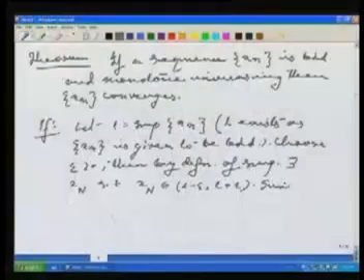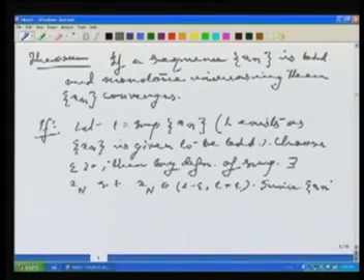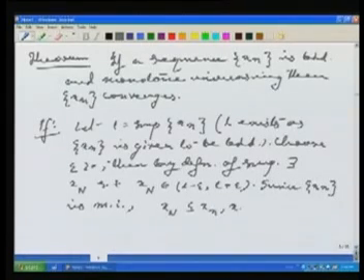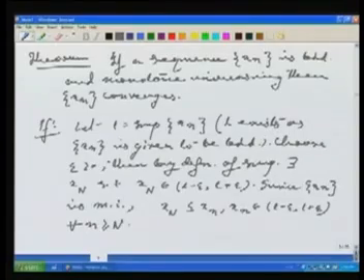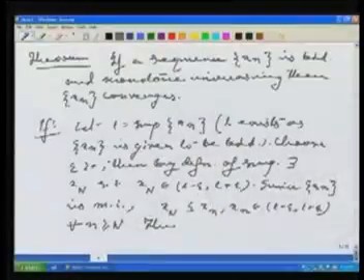The rest is simple. Since xn is monotone increasing, x_N is less than or equal to xn, and xn belongs to (L minus epsilon, L plus epsilon) for all n bigger than or equal to N. But isn't this the condition which you want for the convergence of a sequence? Well, this completes the proof.